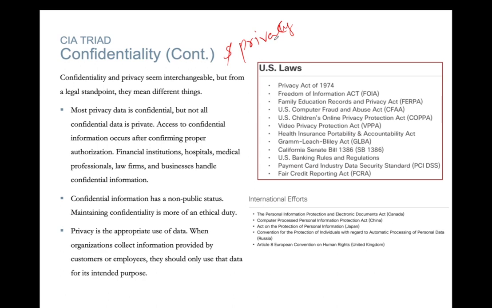So all of the laws listed in this figure, you can see the Privacy Act of 1974 and Freedom of Information Act, Family Education Records and Privacy Act, or the Computer Fraud and Abuse Act. All of these listed laws include a provision for dealing with privacy, starting with US laws. As well as in the second figure, it lists a sampling of international efforts.